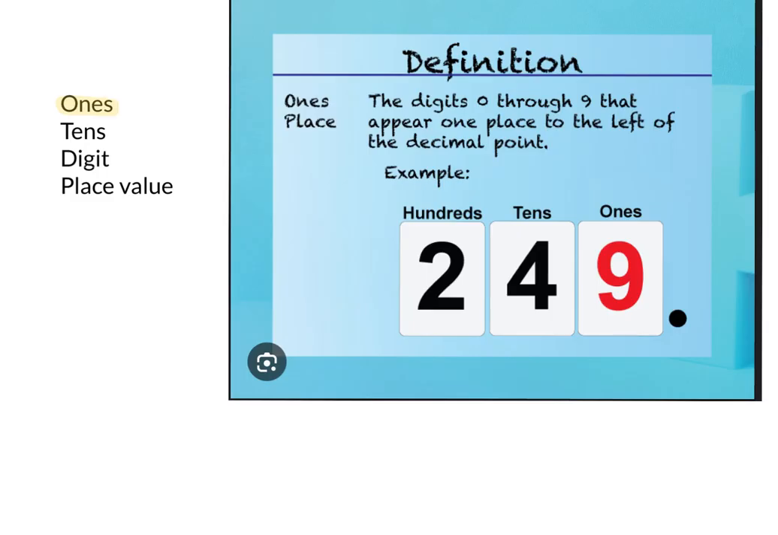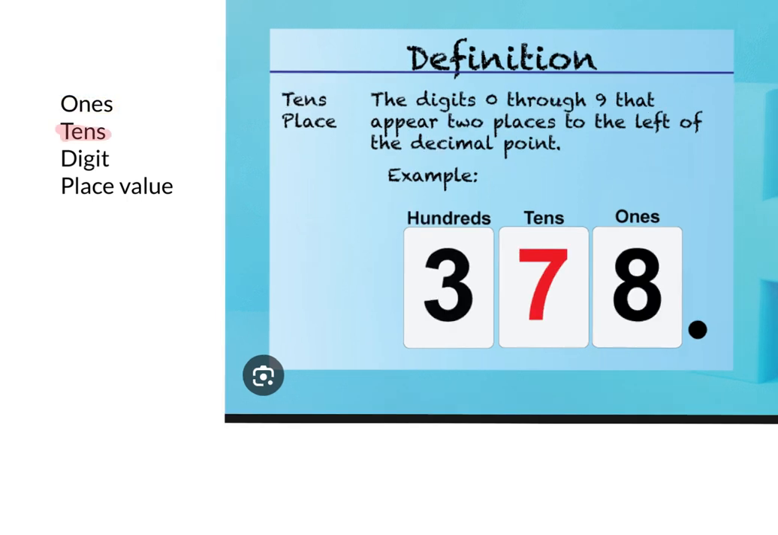We're going to start off by learning the definition of the ones place. The digits 0 through 9 that appear one place to the left of the decimal point. For example, the 9 in 249 is in the ones place. Now the tens place. The digits 0 through 9 that appear two places to the left of the decimal point. In the example 378, the digit 7 is in the tens place.